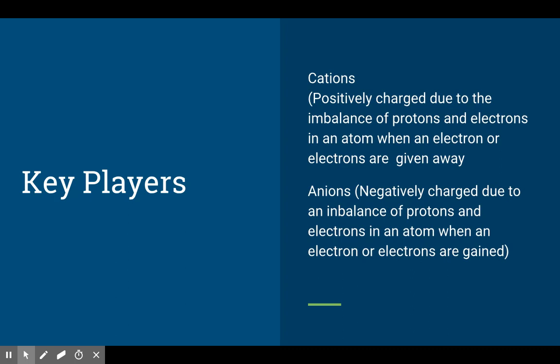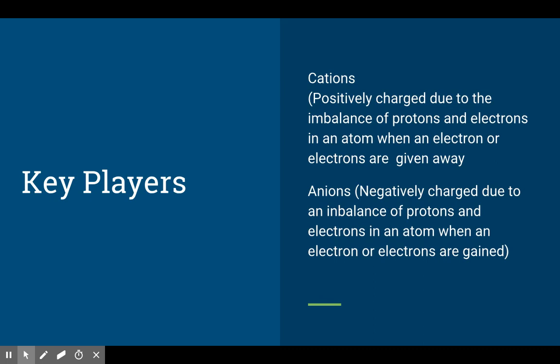Another example is an anion, a negatively charged particle, and this is also due to an imbalance of protons and electrons, only in a different way. If we consider the anions, we would think of an outer shell that's almost full, where if one electron or multiple electrons could be gained to make an octet and fill the outer shell, that would be desirable.